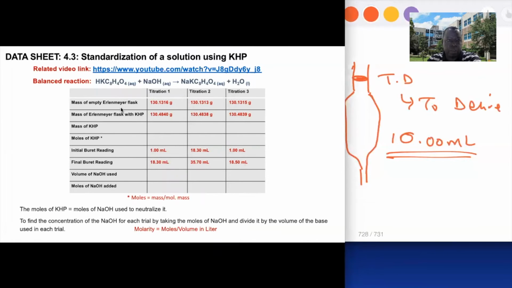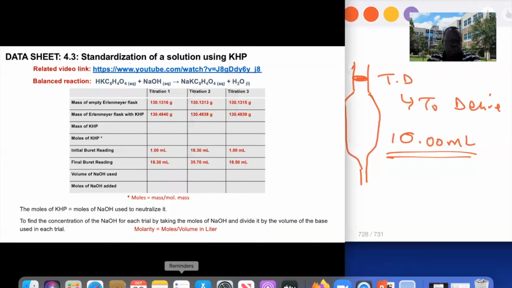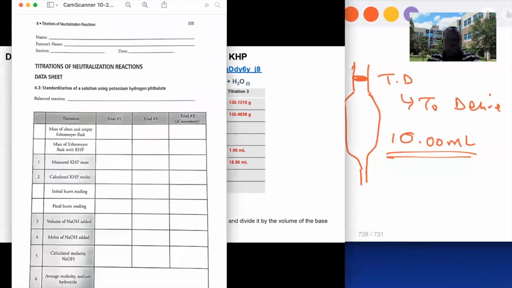You have the mass of the flask. You have the mass of the Erlenmeyer flask with KHP. That's what you need to do to complete the data sheet. I see there was trial 3. You're going to do the same thing. Of course, you can find the mass. The difference between the two here will give you the mass of KHP.